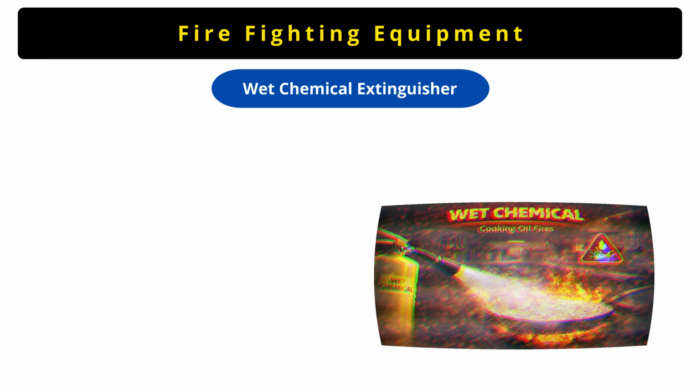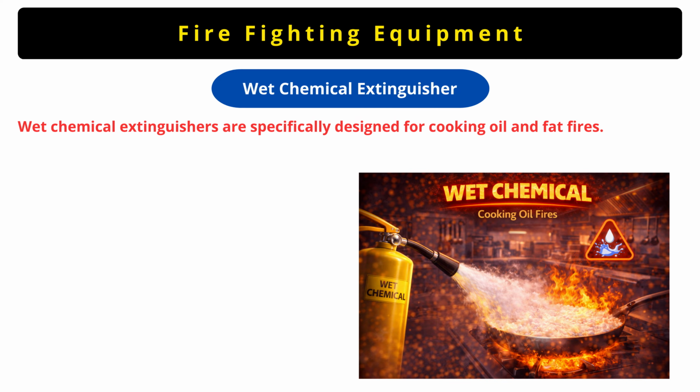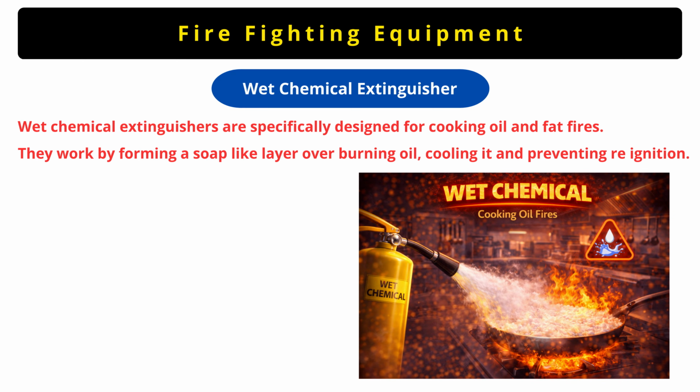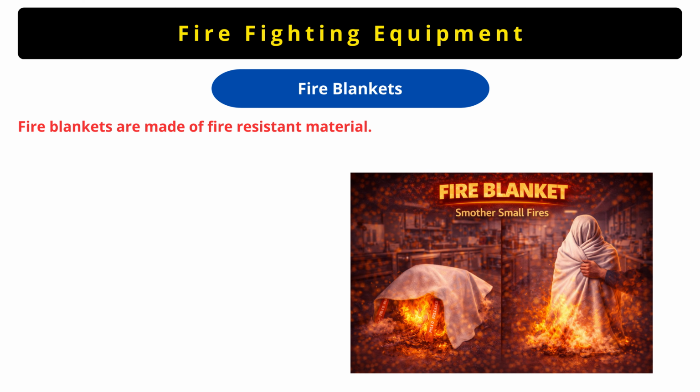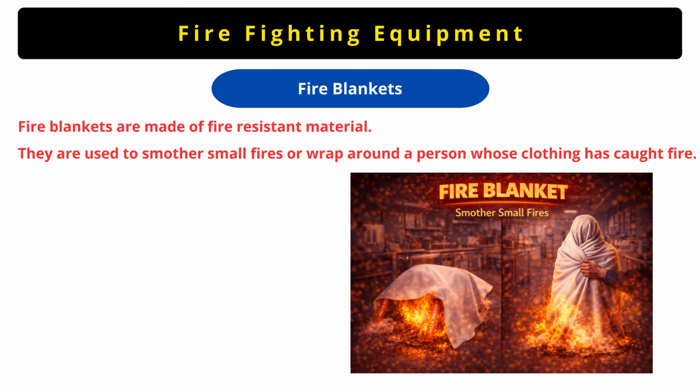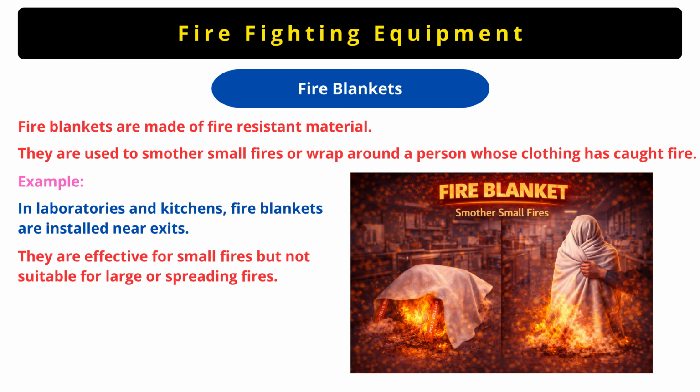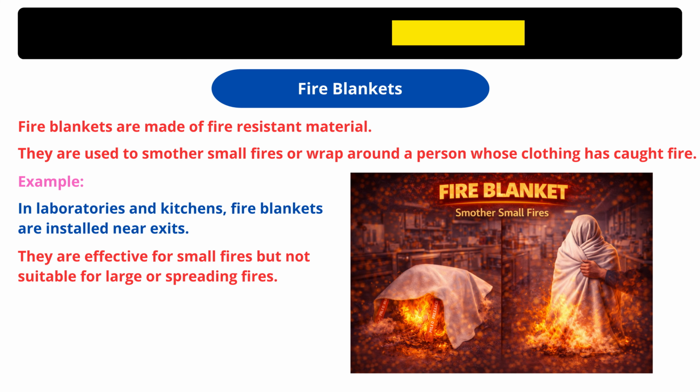The fifth one is wet chemical extinguishers, which we can use for cooking oil and fat fires, which form a soap-like layer and prevent reignition. Never use water on oil fires as it can cause violent splashing and spread the fire. Next is fire blankets, made of fire resistant materials, which can be used to smother small fires or wrap around persons on fire, not suitable for large fires.